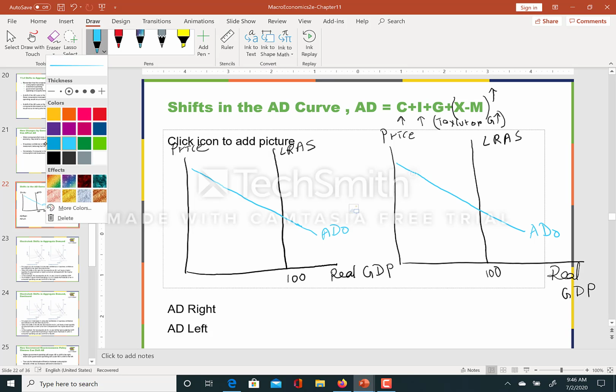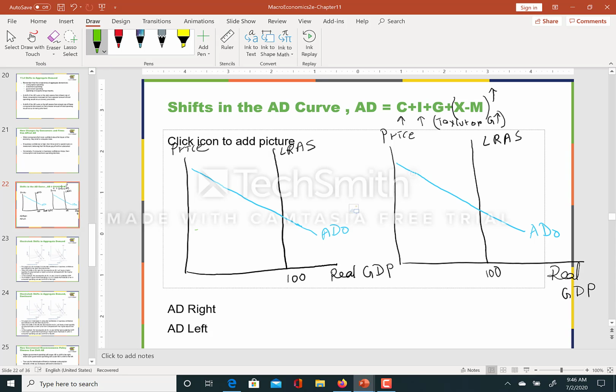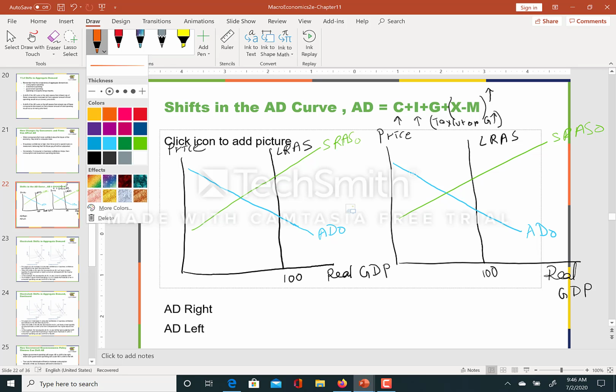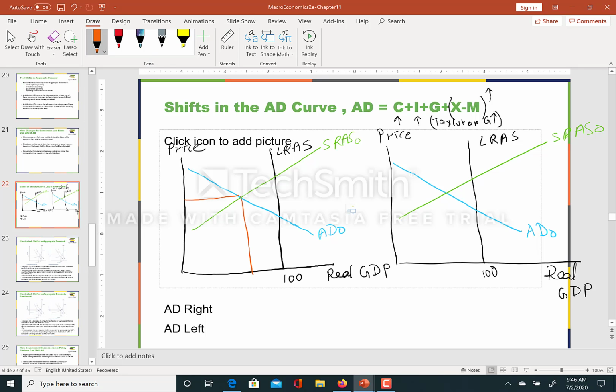Say we have this as our initial aggregate demand. This is the short run aggregate supply. Whenever the aggregate demand intersects the aggregate supply, we have the real gross domestic product. Let's say the real gross domestic product is 50, the price is 50, and initially we are at point E0 in both these graphs.